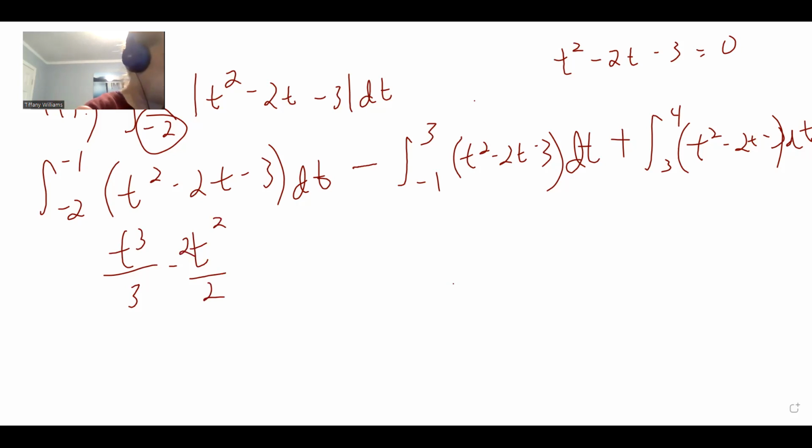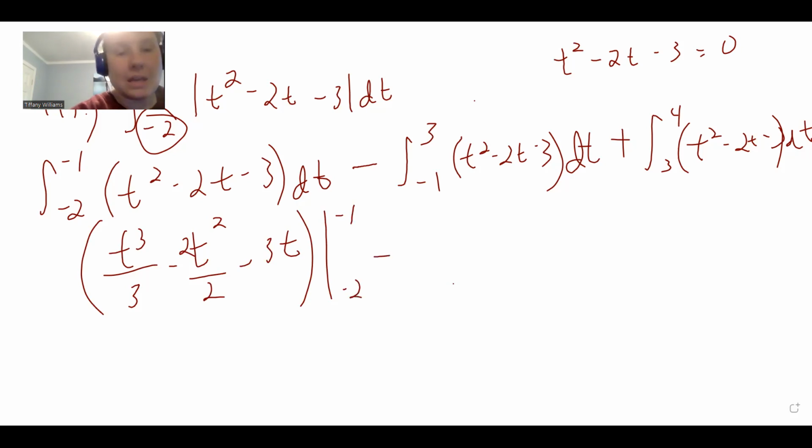Notice the 2's are going to cancel out. I'm just going to be left with t squared and then minus 3t, and that's going to be evaluated from 2 to -1. I'm going to subtract from that. Again, guys, it's the same thing for every single one of them.